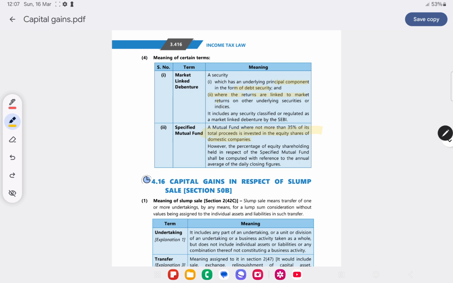Now what are market linked debentures? A market linked debenture is a security which has an underlying component of debt security, and returns are linked to the market returns. What are specified mutual funds? Funds where 35% of the proceeds are invested in equity shares of domestic companies.